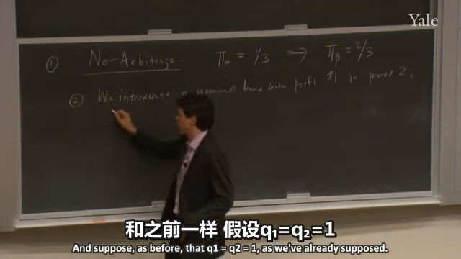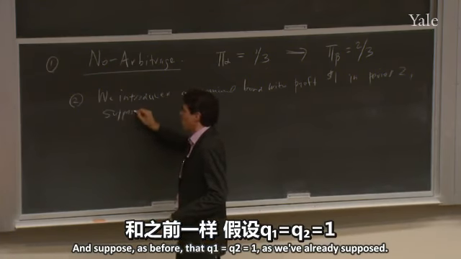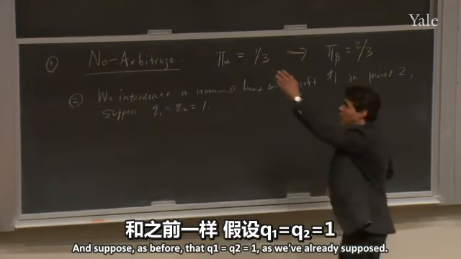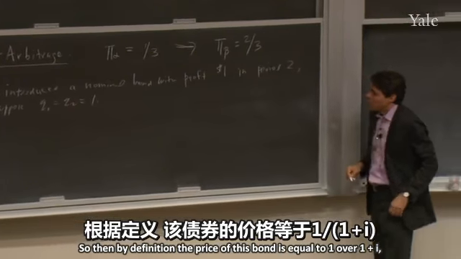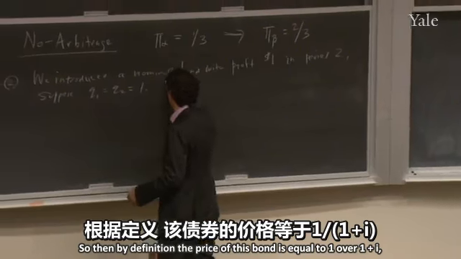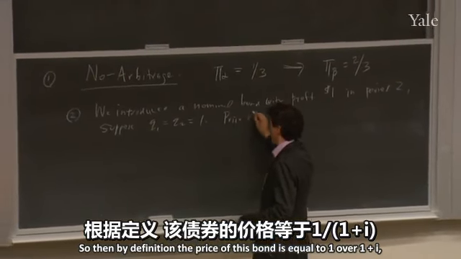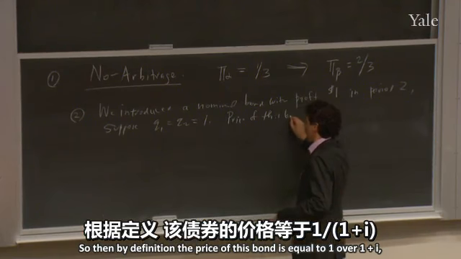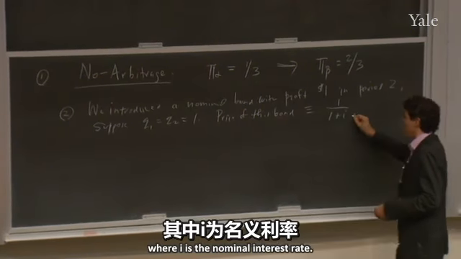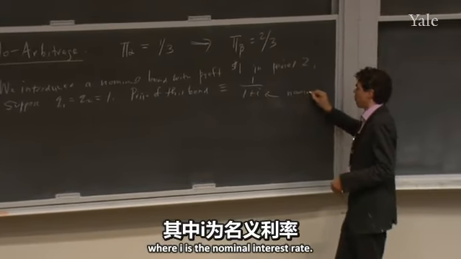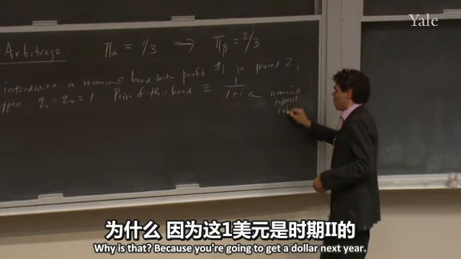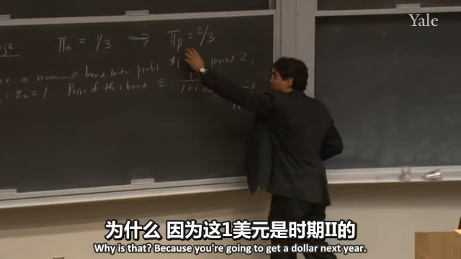And suppose, as before, that Q1 equals Q2 equals 1, as we've already supposed. Okay, so can we figure out the price of this bond? By definition, it is equal to 1 over 1 plus I, where I is the nominal interest rate. Why is that? Because you're going to get $1 next year.